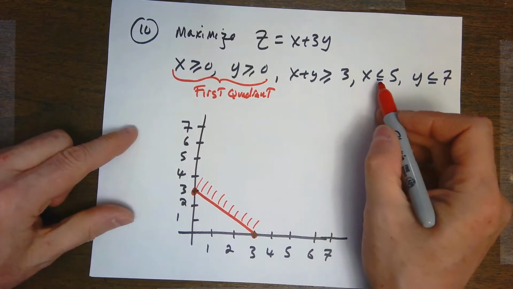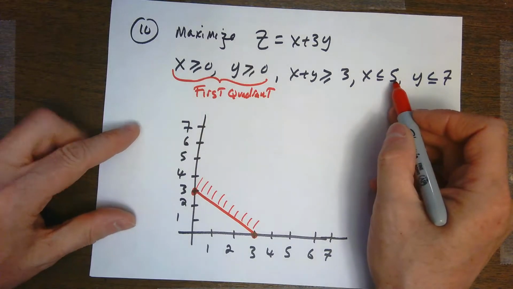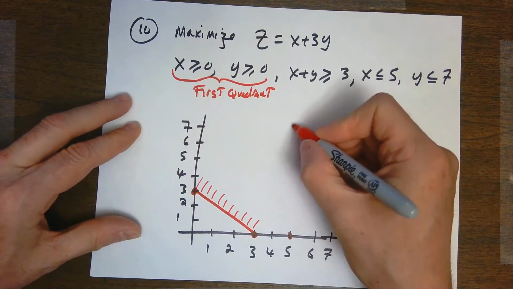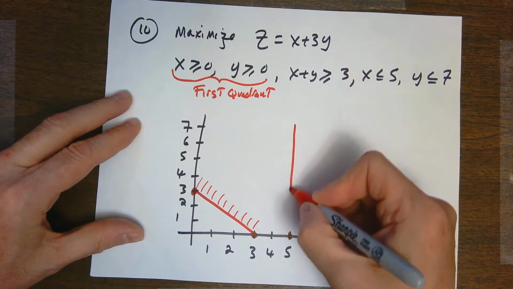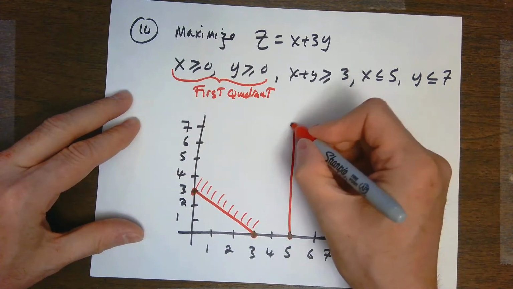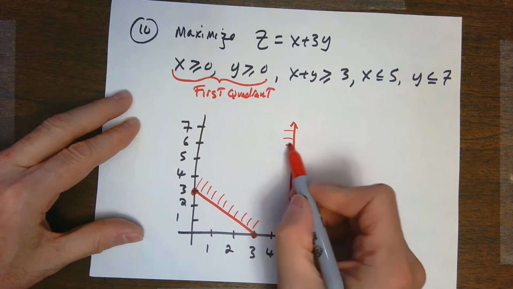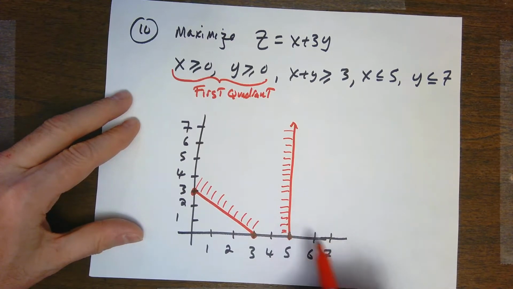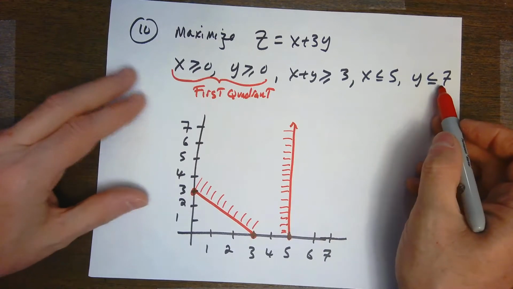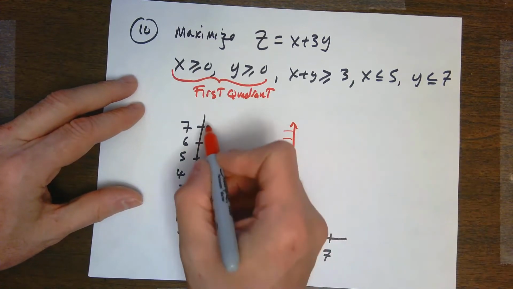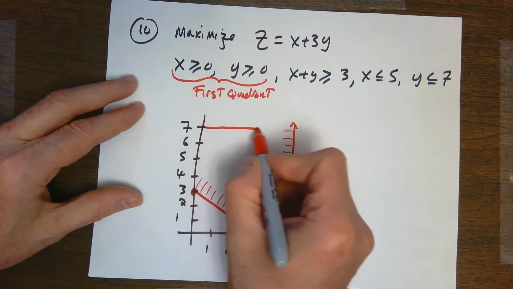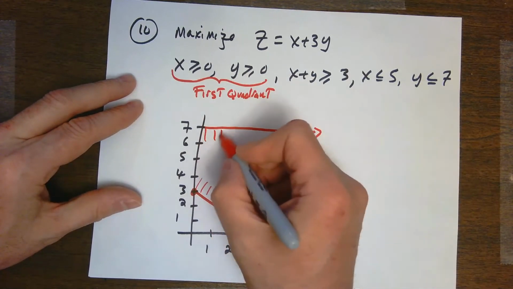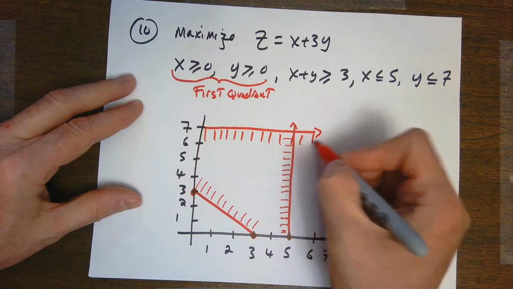Here, x is less than or equal to 5. Well, here's where x is equal to 5. The line x equals 5 is a vertical line right here, or equal to, solid line. And I want less than that. I want this side of the line. Y is less than or equal to 7. Here's where y is equal to 7, right here. Solid line, or equal to, less than 7 is underneath.